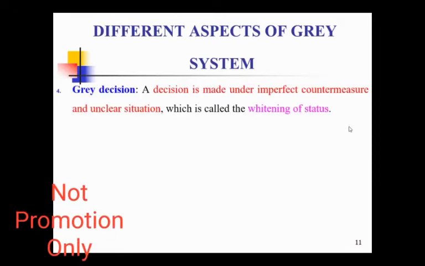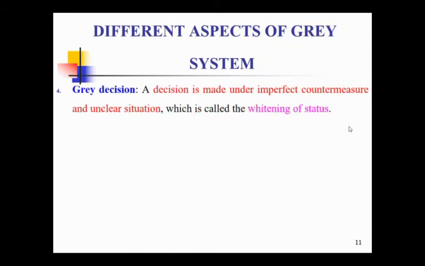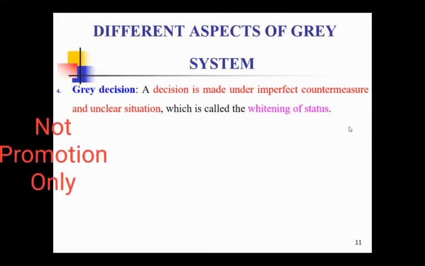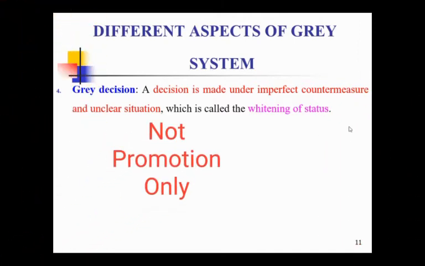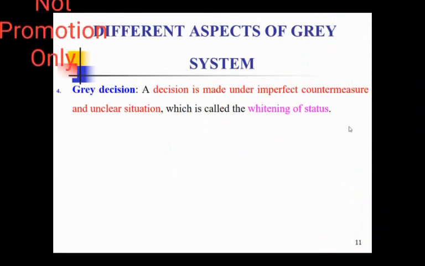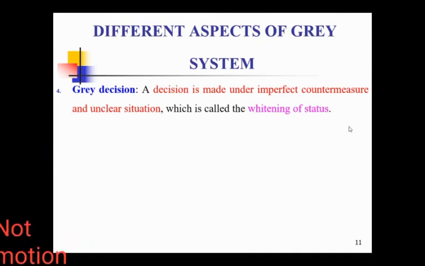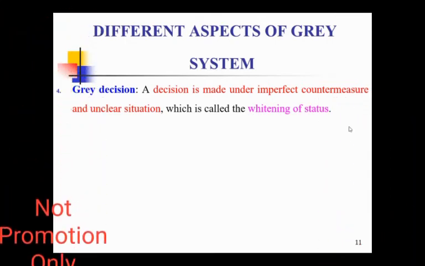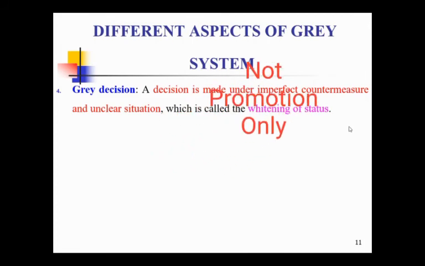Apart from this, we have gray decision. It is a decision taken based on incomplete information and an unclear situation. A decision we have to make with the available data. The decision that we make from incomplete information data is known as whitening of status. If it is possible to make a decision, then it is called a whitening of status based on that data.